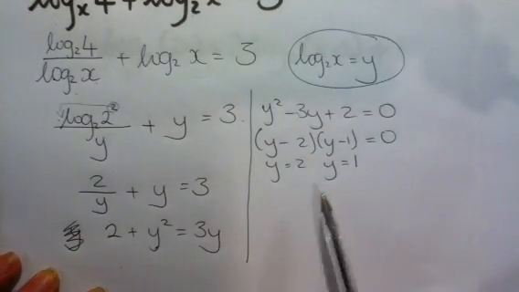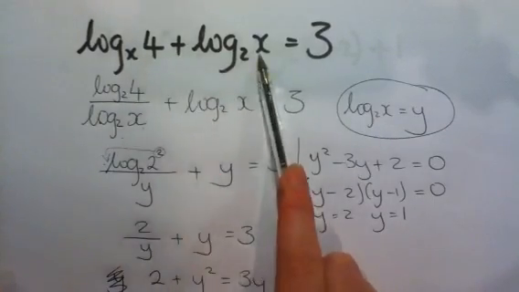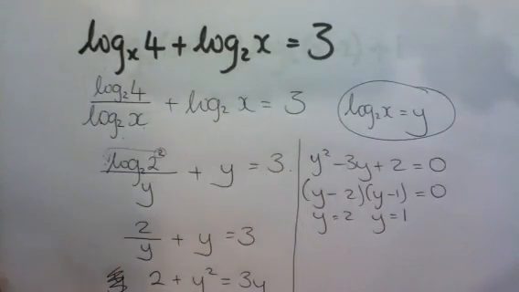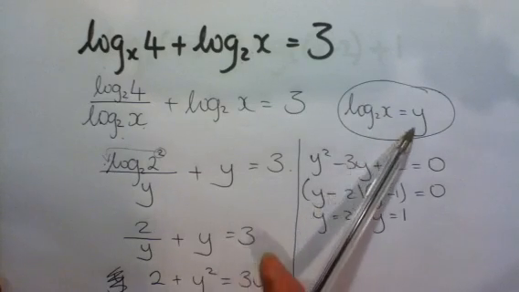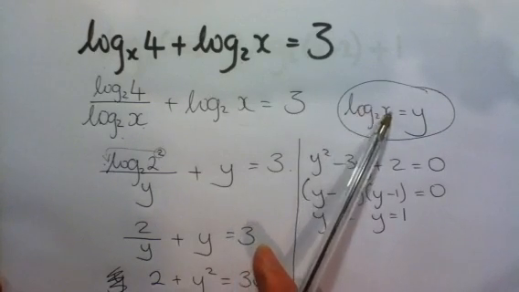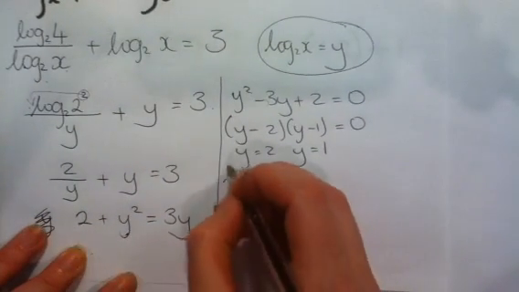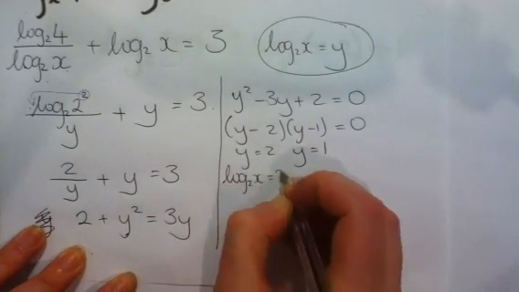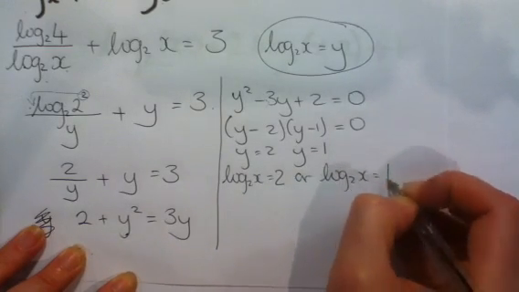But you must remember that in the original question here, what we're trying to find is x. There's no y in this equation. I made y up over here. So I need to go back to this and use what y actually is to find out what x is. So I'm just going to do that now. I've got log to base 2 of x is 2, or log to base 2 of x is 1.